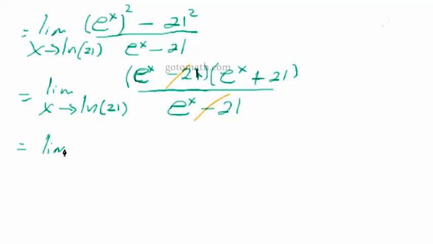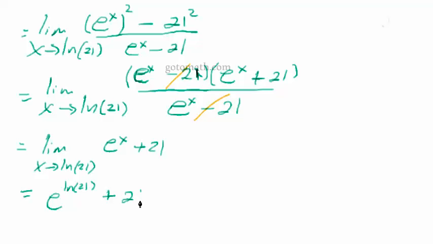I can rewrite this limit as x approaches the natural log of 21 of e to the x plus 21. We can finally do our direct substitution. We have e to the natural log of 21 plus 21. And of course this all collapses down to 21 plus 21, and we finally get 42. My gosh. Okay.